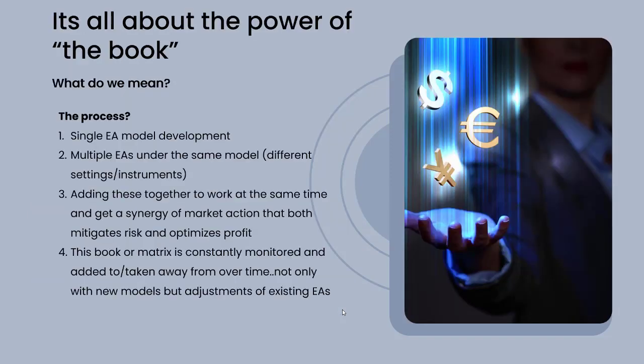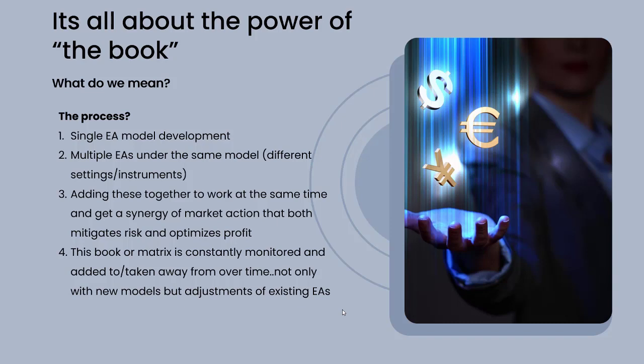What do we mean by this? Well, with each specific idea, we're looking for a single model development and then multiple EAs under the same model, which would be different settings and different instruments. But it's not just about that. It's about how these EAs work together and get a synergy of market action that both mitigates risk and optimizes profit. And so I've got a real deal example from what we've developed so far to show you what I mean by that, as well as a bigger picture with all of those EAs functioning together.